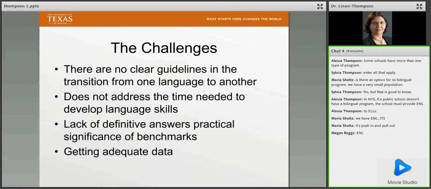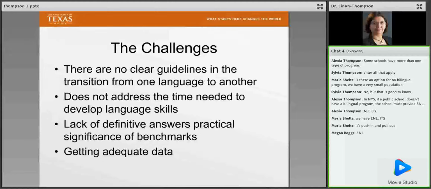But as I mentioned at the beginning, there are several challenges still. There's still no clear guidelines in the transition from one language to another. So just because you are making good progress in your home language, if we're not also paying attention early on to your English language development, you're likely to have difficulty when you transition to English-only instruction.